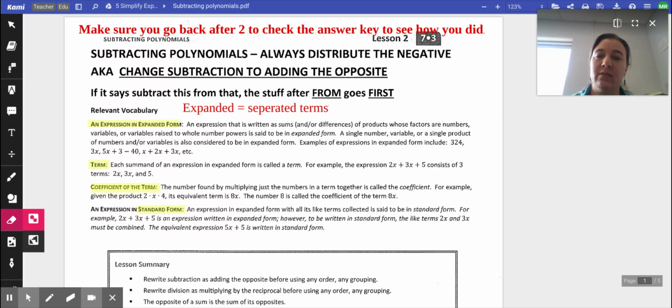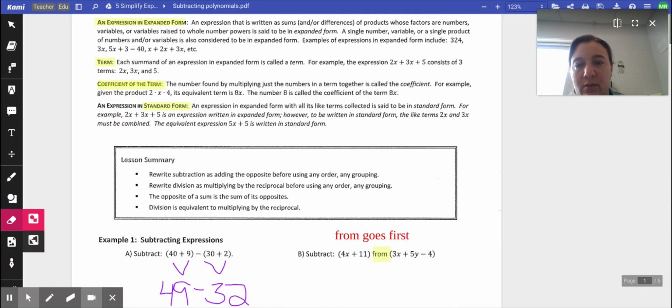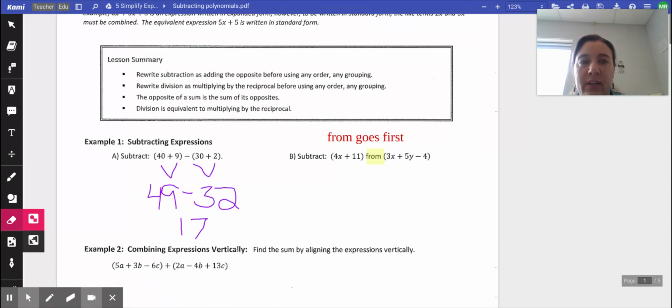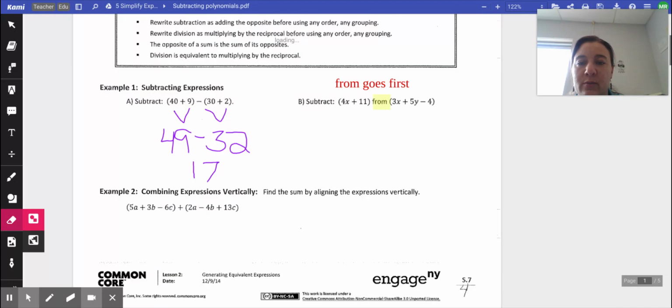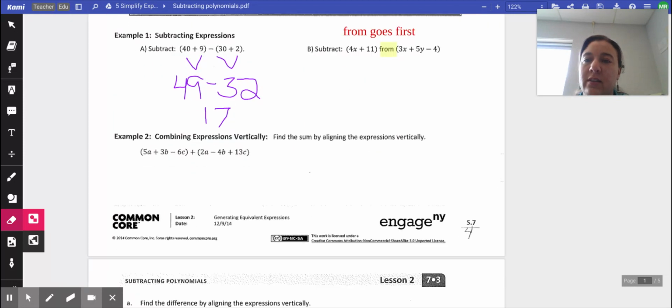If I expand something, I separate it and stretch it out. Terms are separated by plus or minus signs. Coefficients are the number in front of the letter. Standard form isn't something we do too much in middle school. It's writing something in order with the high exponents first. So let's look at example 1a.